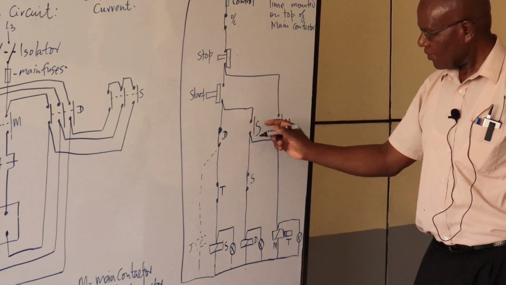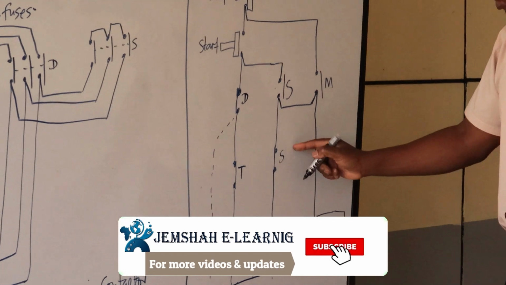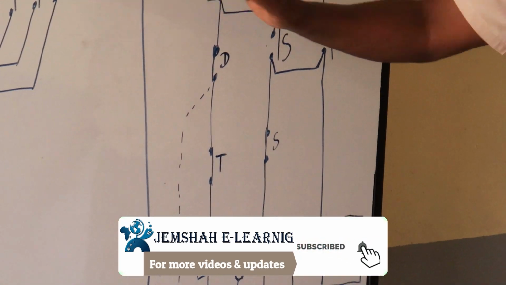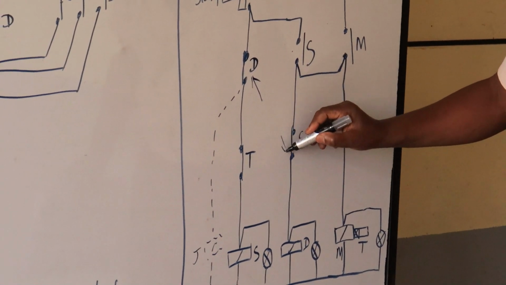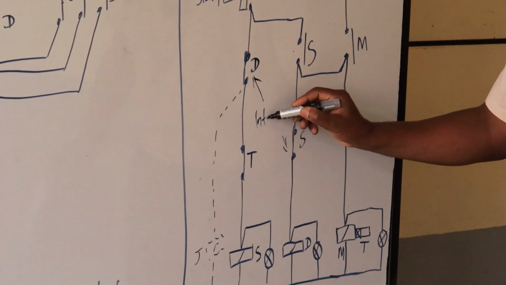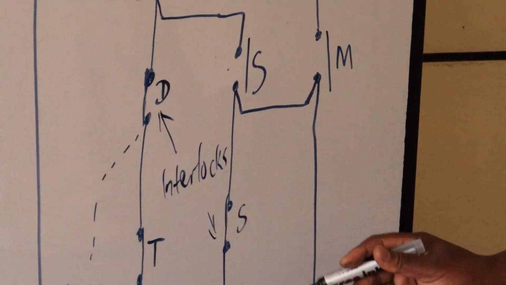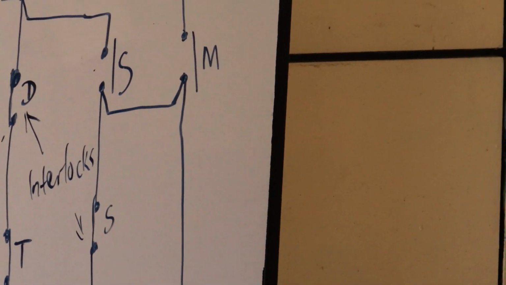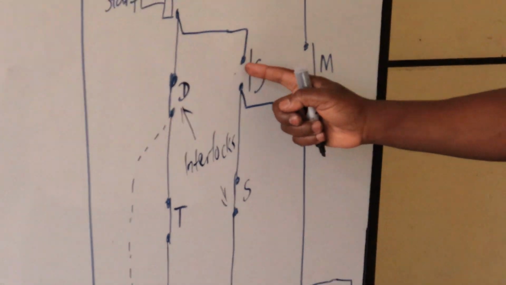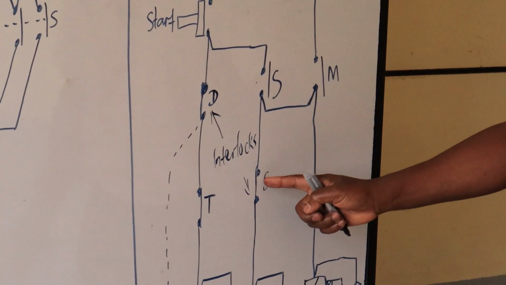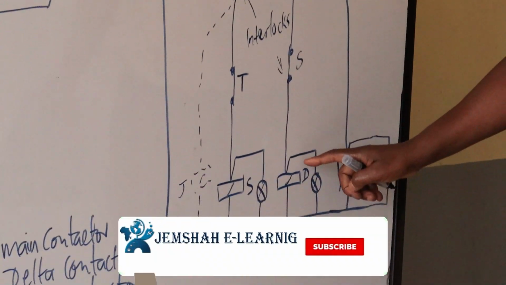Now once the star is energized, remember you are still pressing this one here, then this contact here will make. Now when this one makes, this one here will open. So actually my interlocking, to make sure that the star and the delta cannot be energized at the same time, I've used that contact and this one here for the interlocks. If one is energized, the other one cannot be energized. So now here, when the star has picked up, this contact here will make, and then this contact here will open. So no feed can ever get to the delta.